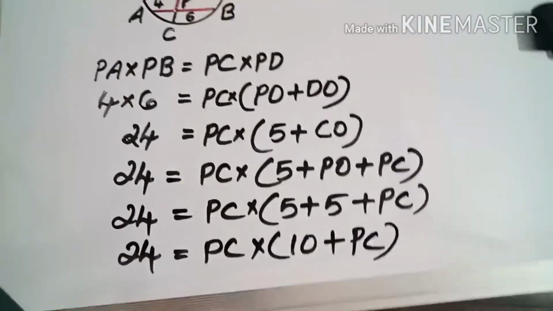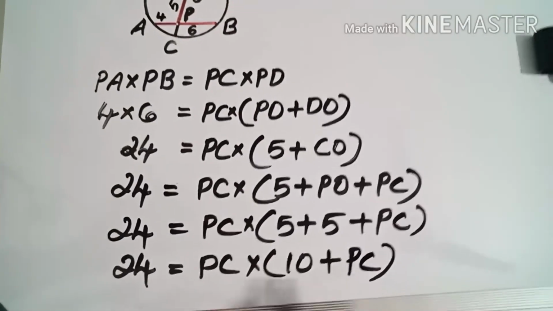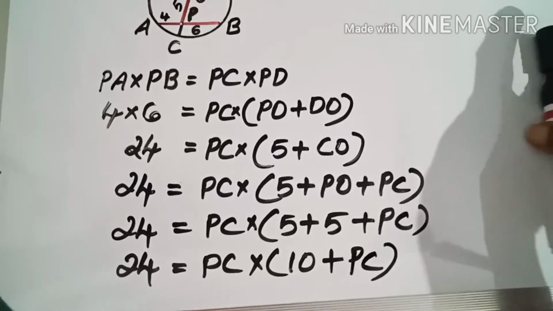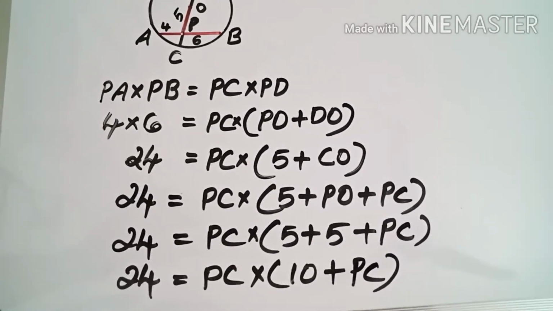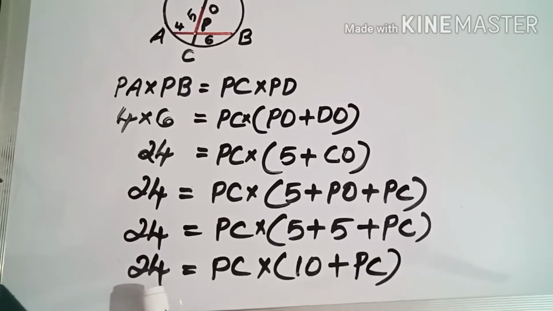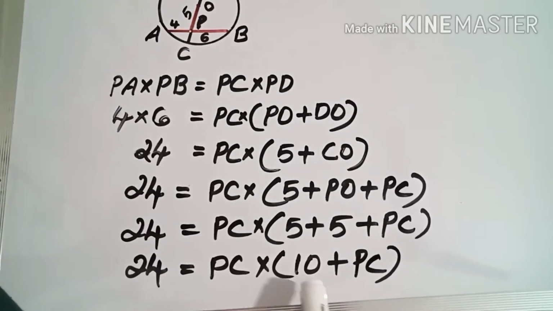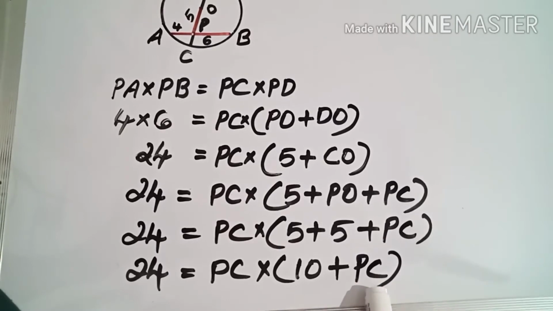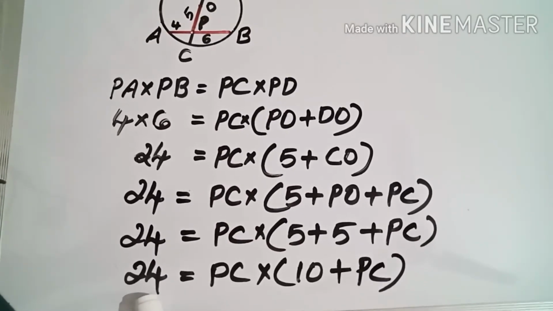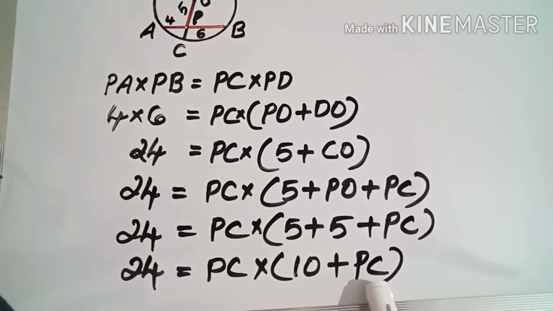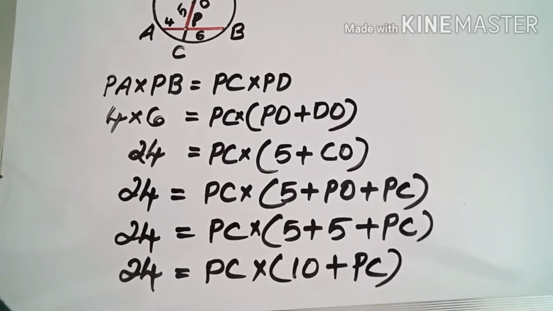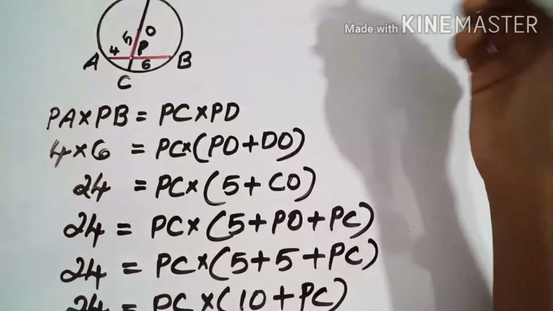So we got this equation. Now from this we need to find the length of PC. So just check the equation. The answer is 24. This 24 must be obtained from this. So 10 plus a number, the same number we need to multiply here. So 24, 10 plus what? 10 plus 2 is 12. 12 into 2 is what? 24.